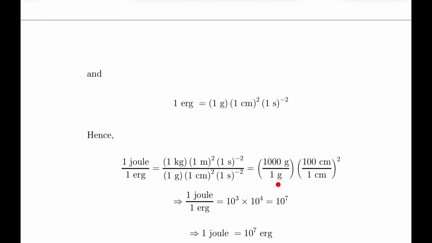This gram cancels, centimeter cancels here. So this is 10 to the power 3 into 10 to the power 4, because this is 100 square. This is 10 to the power 4. So this is 10 to the power 7, and therefore 1 joule is 10 to the power 7 erg.